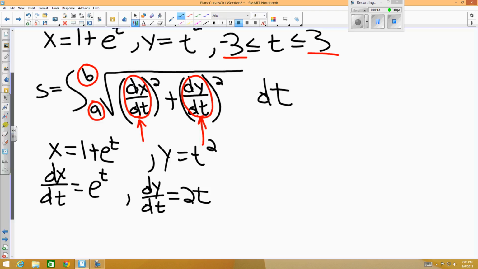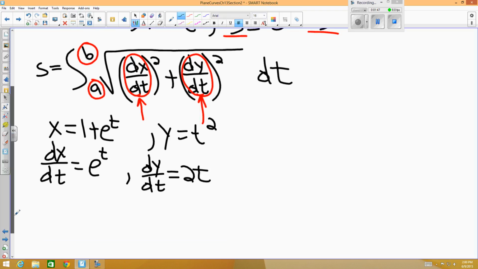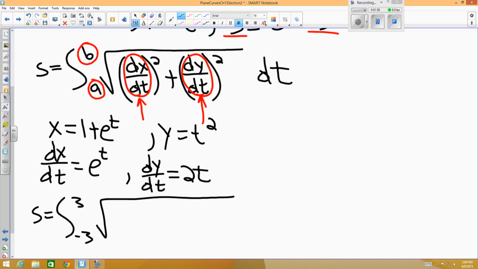Now we can put these things in to their appropriate places. So for our arc length for this problem, the arc length is the integral from -3 to 3. Those are our limits of integration. Square root dx dt squared, so e to the t squared, plus dy dt squared, which is 2t squared dt.